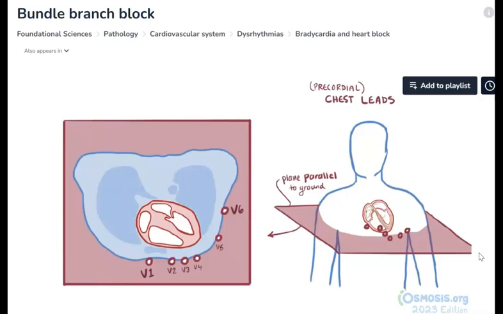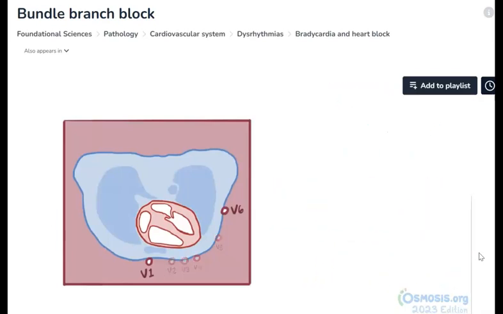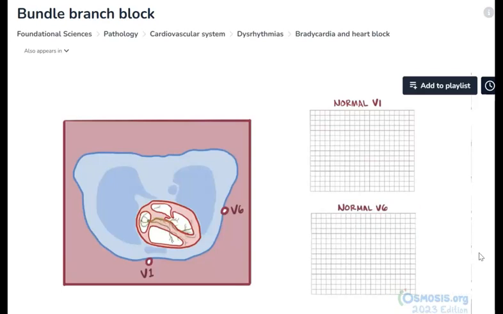Each of these is like looking at the heart from a different perspective, right? V1 and V6 are particularly helpful because they're the farthest apart from each other, and therefore have the most contrast between views. Normally, the first thing to depolarize is the septum, and the wave of depolarization moves from the left bundle branch toward the right ventricle, so toward V1 but away from V6, meaning you'll get a positive deflection on V1 and a negative deflection on V6.